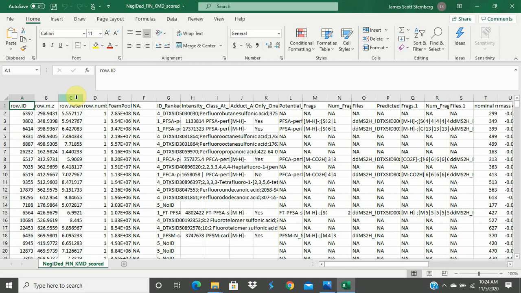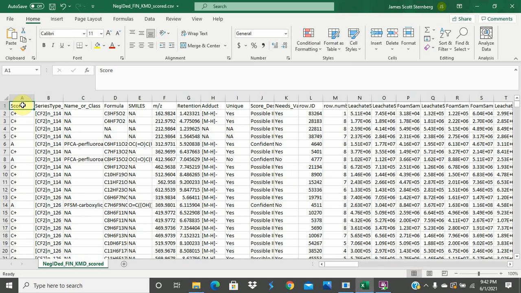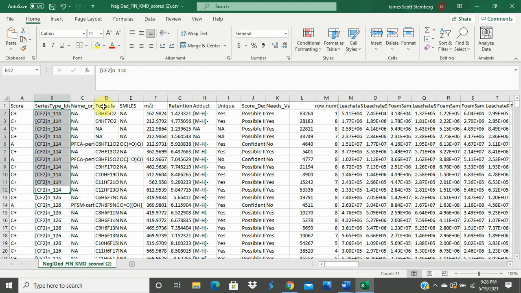Hopefully this video will answer the questions you have in an understandable way and make this heavy load of information more accessible. In this first column, labeled Score, you'll see the score ranking inferring PFAS assignment confidence and what types of evidence are available for that assignment. The score does take into account evidence from the KMD plots, but that is only one line of evidence it accounts for.